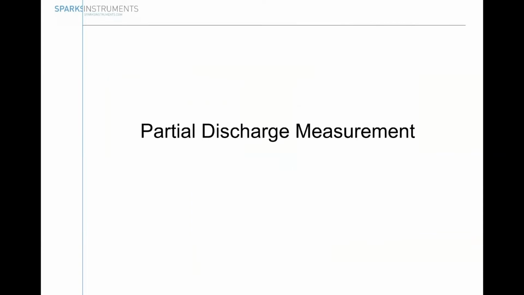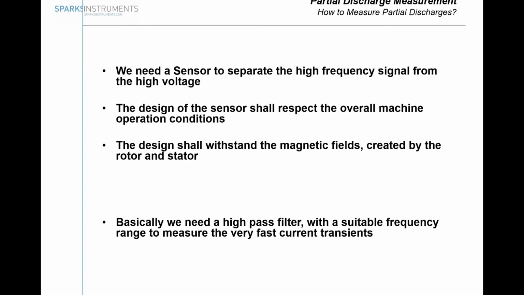So how can we measure these discharges, or specifically these high-frequency pulses? First of all, we need a sensor to separate the high voltage from the high-frequency signal. The high-frequency signal is the partial discharges, and the high voltage is the generated voltage you use for generating the energy. Of course, the design of the sensor must respect the overall machine operating conditions, like temperature and overvoltages. Also, the design must withstand the magnetic fields, because we are going to install the sensor close to the stator.